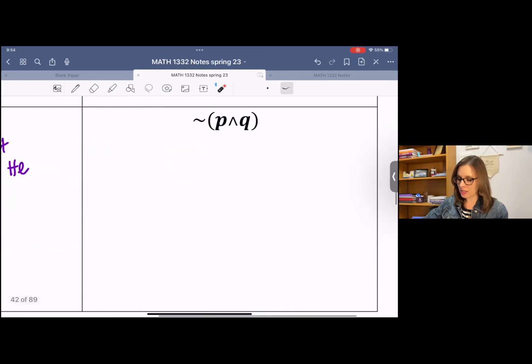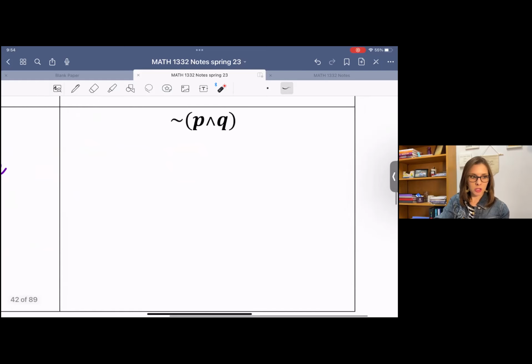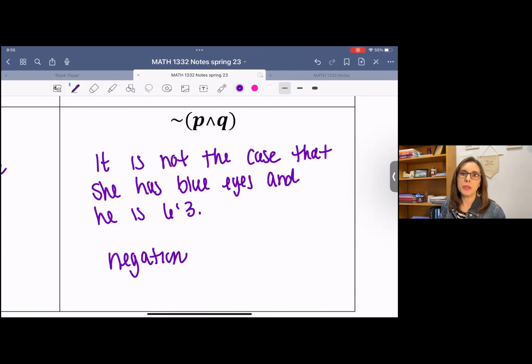Go ahead and try this next one, pause it, try it, come back, check your work. So in this one, you would have, it is not the case that she has blue eyes and he is 6'3", and this is just a negation.